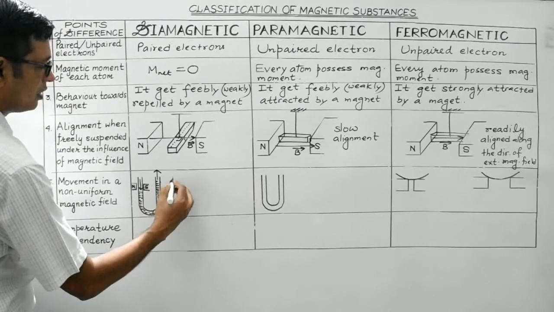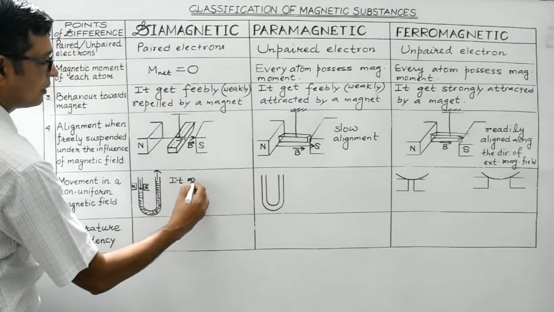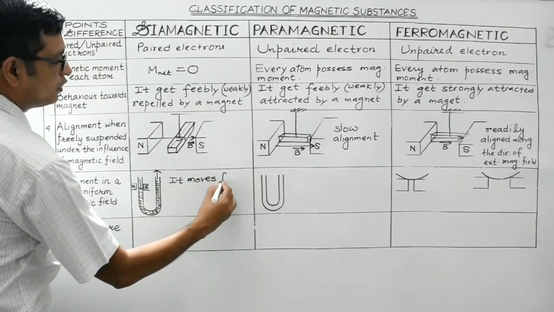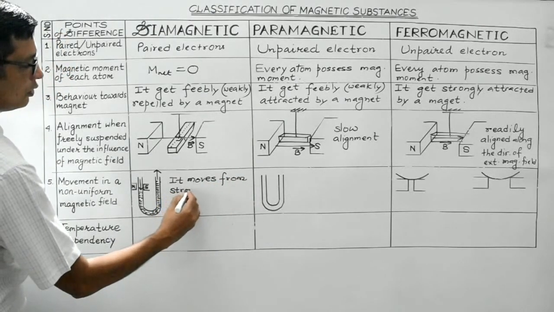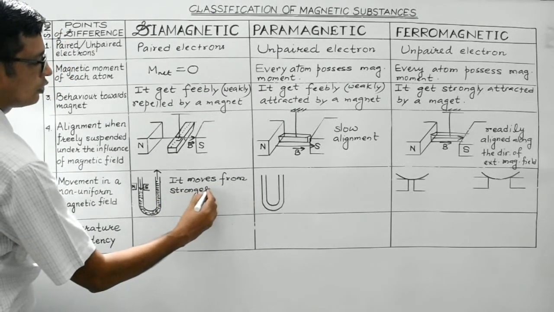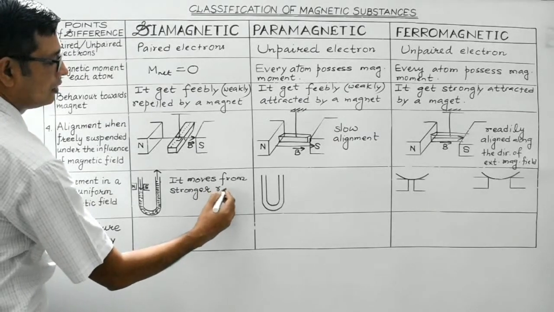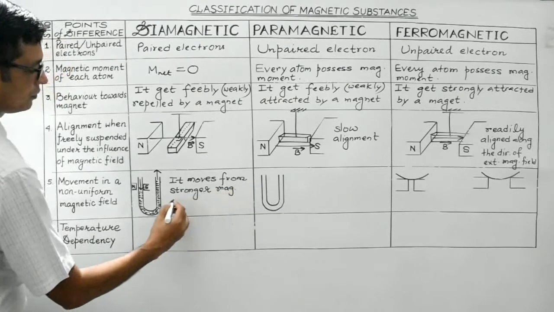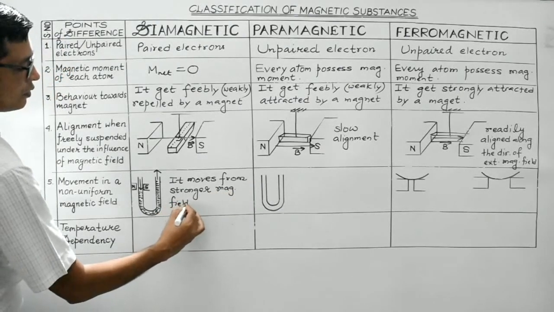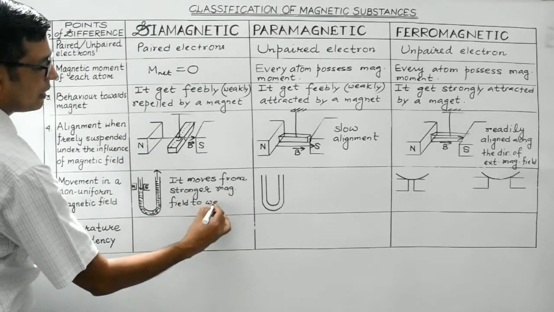So a diamagnetic substance tends to move from the stronger region of the magnetic field to the weaker magnetic field.